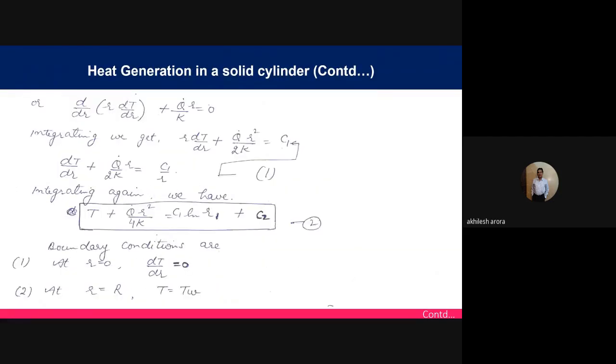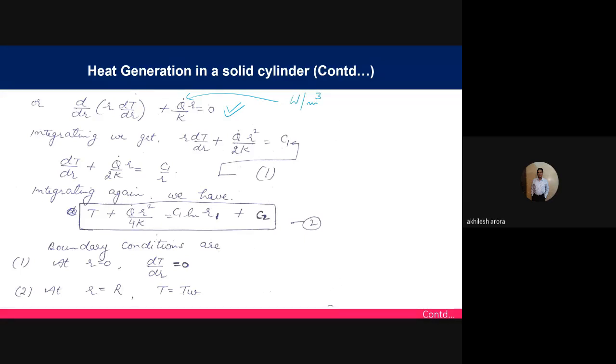So this is the equation that we got: d by dr of r dT by dr plus q dot by k into r is equal to 0. And once again, let me remind you that this q dot is heat generation, and it is heat generation per unit volume.